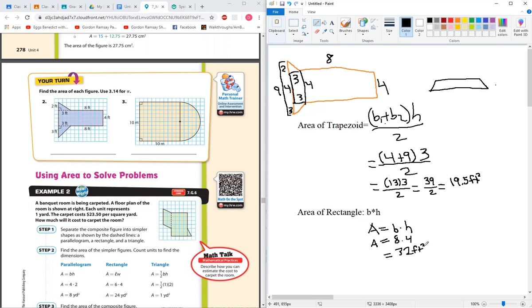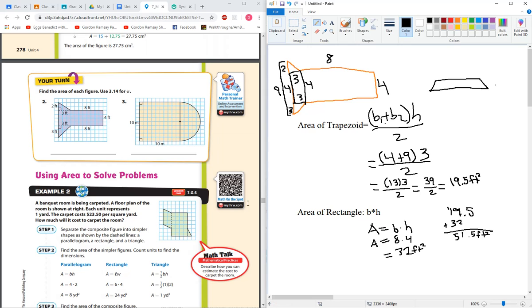So I'm just going to add them together. So 19.5 plus 32. That 0.5 is just going to go down. 9 plus 2 is 11. Carry the 1. 1 plus 3 is 4. Plus 1 is 5. So my final answer is 51.5 feet squared.